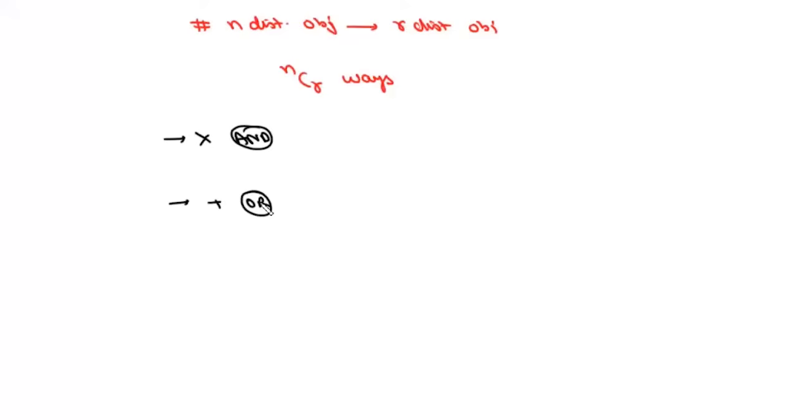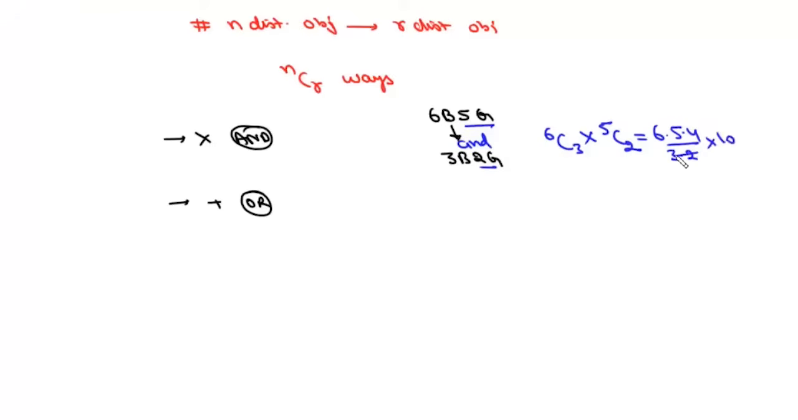Say for example, there are 6 boys and 5 girls. Suppose we need to take 3 boys and 2 girls. Now 3 boys out of 6 boys can be selected in 6C3 ways, and 2 girls from 5 can be selected in 5C2 ways. Now do we need to multiply or do we need to add? Since we need 3 boys and 2 girls, we need to multiply. So this value will be 20 into 10, so this value will be 200.